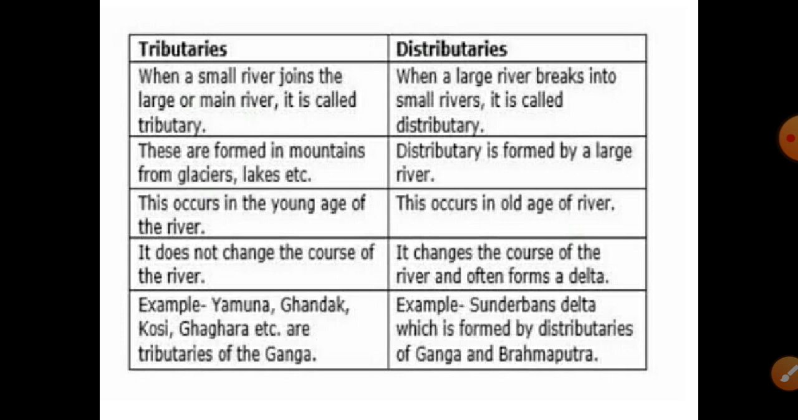Next, tributaries do not change the course of the river. You studied in your 9th standard the upper course, middle course and lower course. Likewise, tributaries do not change the course of the river, but distributaries change the course of the river and often form a delta. Examples of tributaries are Yamuna, Gandak, Koshi, Gahara, etc. Examples of distributaries are the Sundarbans Delta, which is formed by distributaries of Ganga and Brahmaputra.